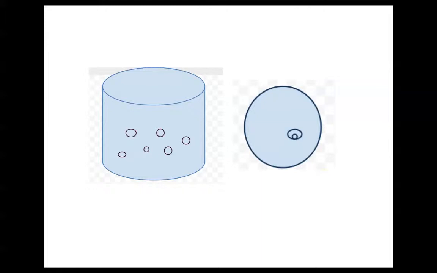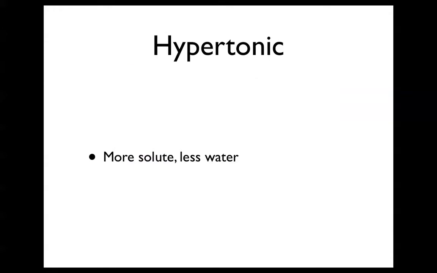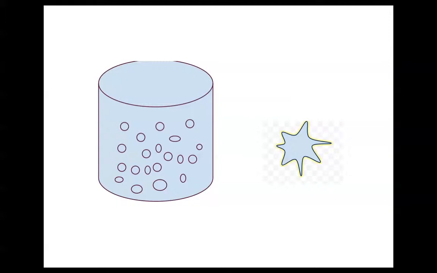The cell in isotonic water has no problem. It doesn't shrivel, nor does it burst. Hypertonic solution has more solute and less water. As you can see, it has more solute than the isotonic solution, and the problem is that the cell loses water and so it shrivels, which eventually makes it die.